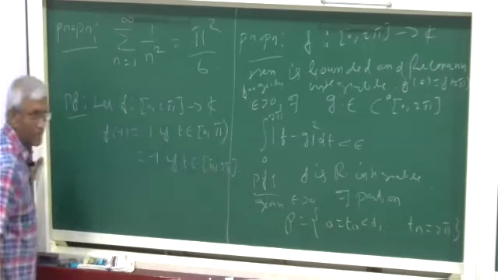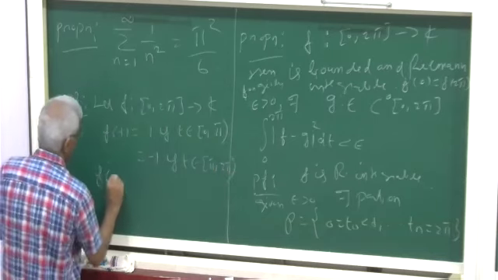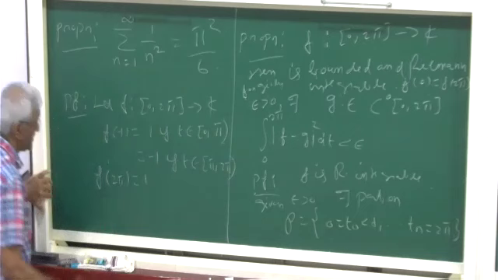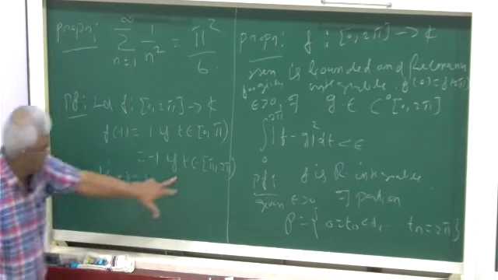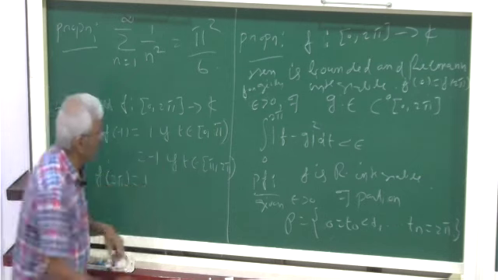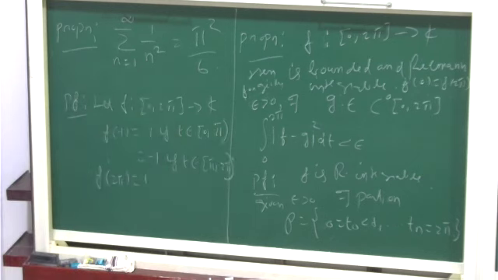If you have a problem with the endpoint, define f of 2π like that. It doesn't matter what value it takes at 2π, only the interval matters. This is a Riemann integrable function.